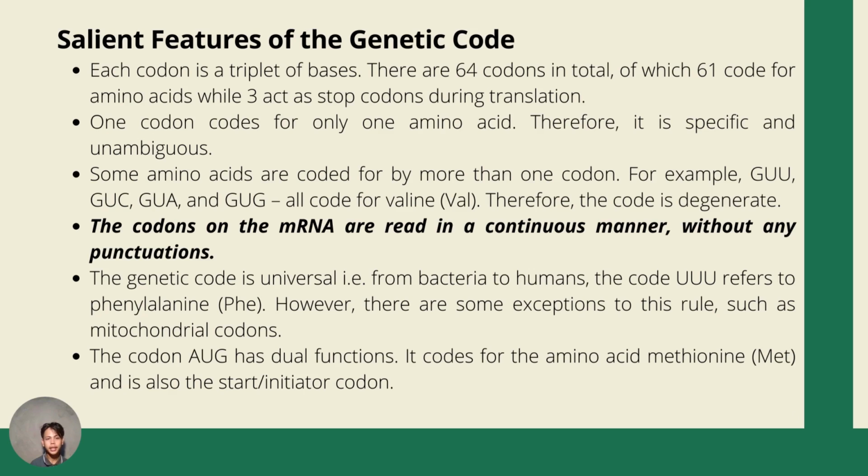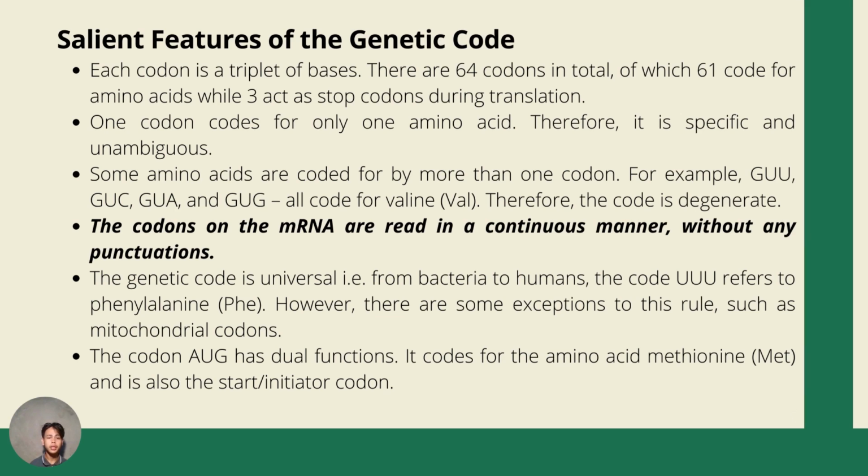So, there are salient features also of the genetic code. So, each codon is a triplet basis. There are 64 codons in total, of which 61 code for amino acids, 3 for stop codons during translation. And also there is one codon for only one amino acid. Therefore, it is specific and unambiguous. Some amino acids are coded for by more than one codon. For example, the codes GUU, GUC, GUA, and GUG all code for the amino acid valine. Therefore, the code is degenerate.